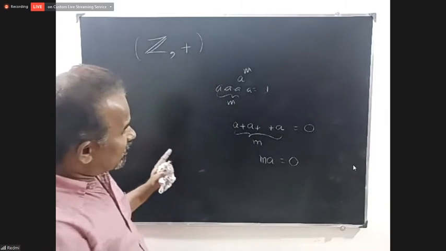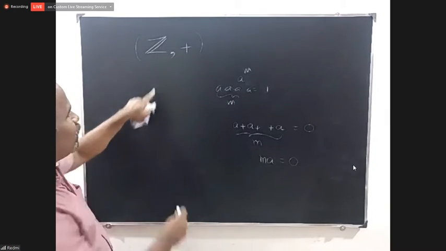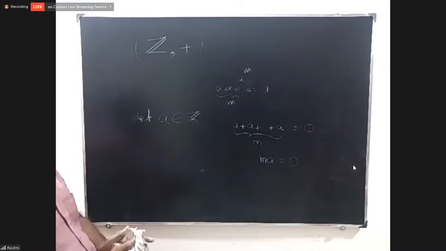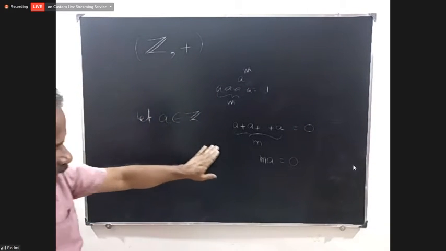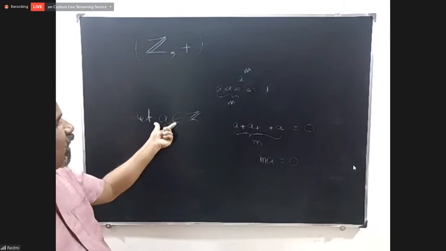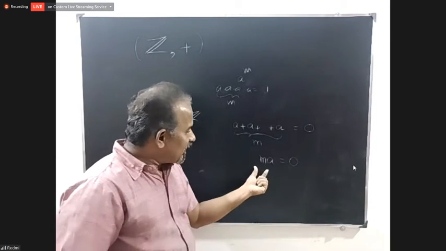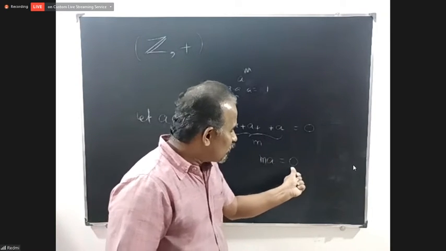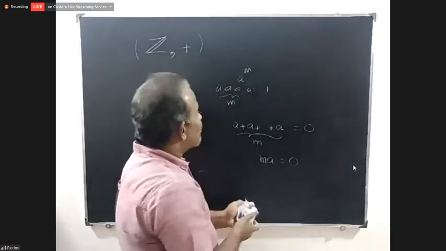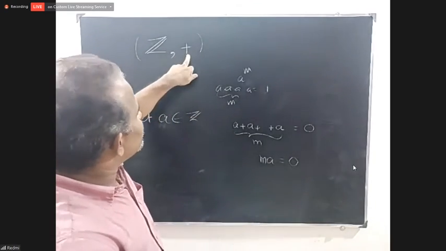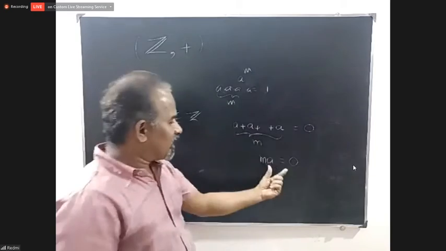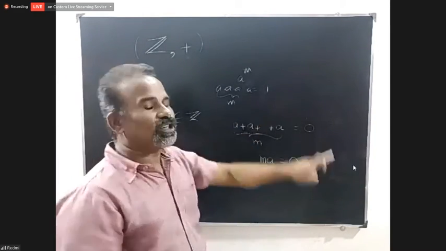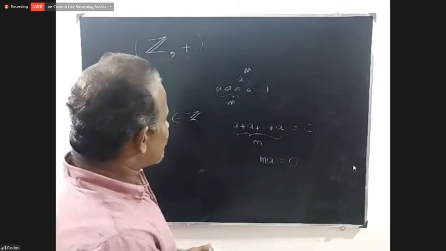The same definition. Let a belong to Z. The order of an element a is defined as, if there exists a least positive integer m such that m a is equal to 0. Both the definitions are the same. If it is a group with addition, we have to check this. If it is a group with multiplication, we have to check a power m is equal to 1.